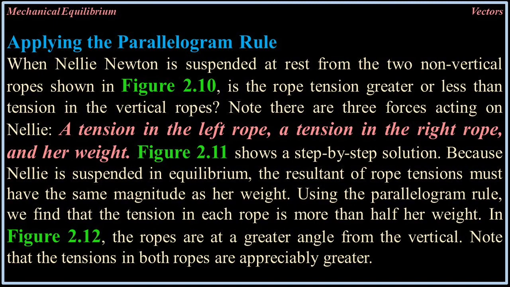Because Nellie is suspended in equilibrium, the resultant of the rope tensions must have the same magnitude as her weight. Using the parallelogram rule, we find the tension in each rope is more than half her weight. In figure 2.12, the ropes are at a greater angle from the vertical. Note that the tensions in both ropes are appreciably greater.